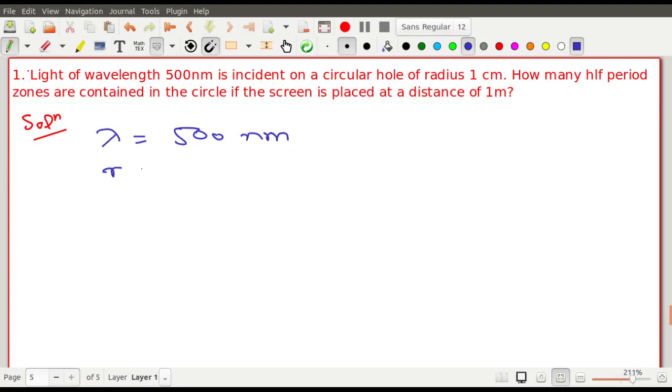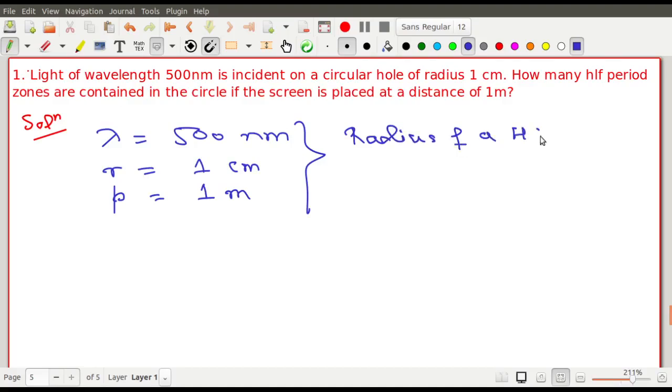The radius of the hole is 1 centimeter, so this is a circular aperture type. How many half period zones are there, and this distance is the p that I wrote in my last class. Now the radius of the half period zones. I recall a formula, I use the approximate formula. The radius of any half period zone was given by the approximate formula root over p pi lambda. This was the formula for the radius.